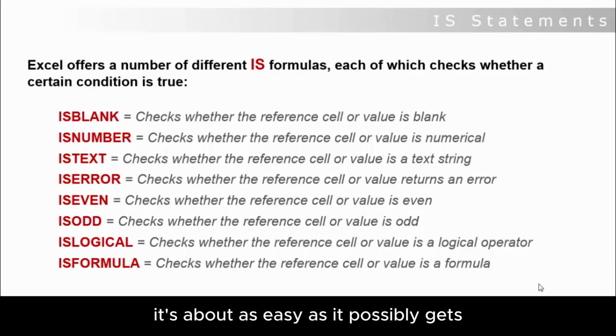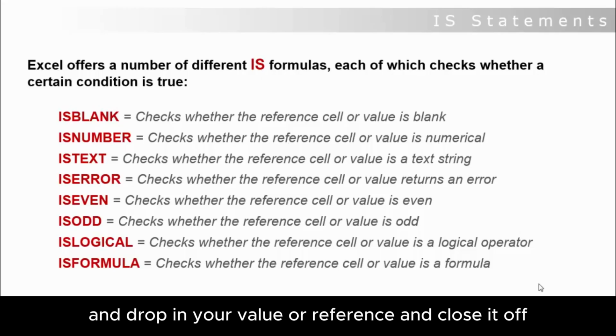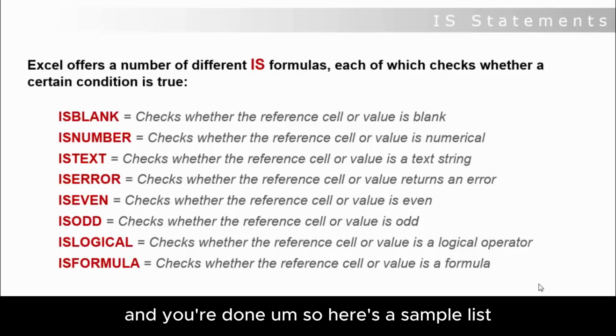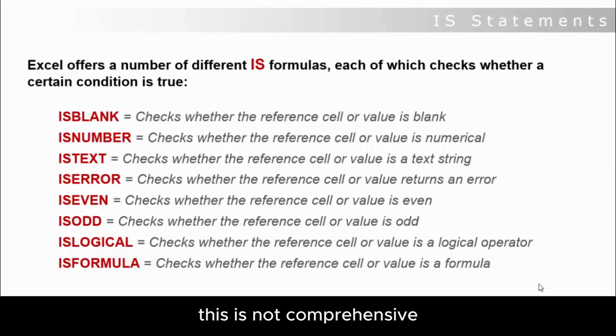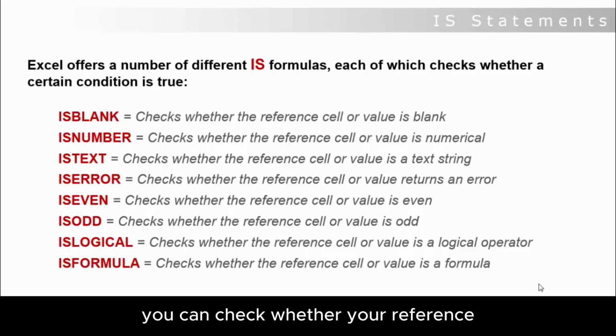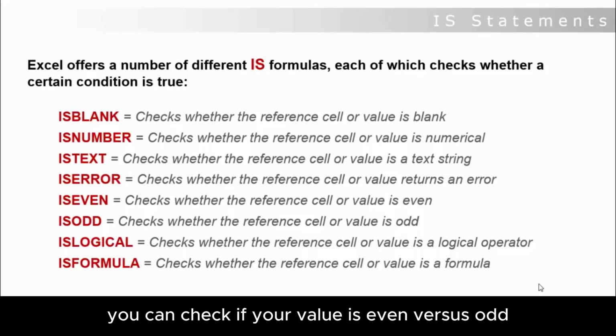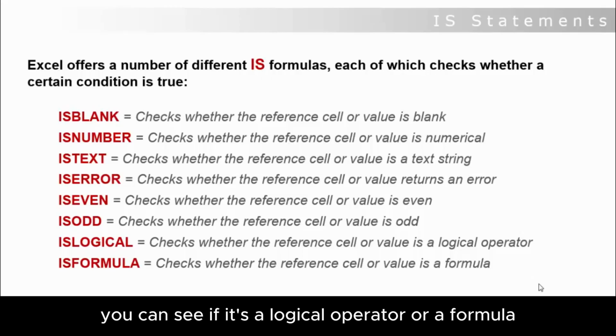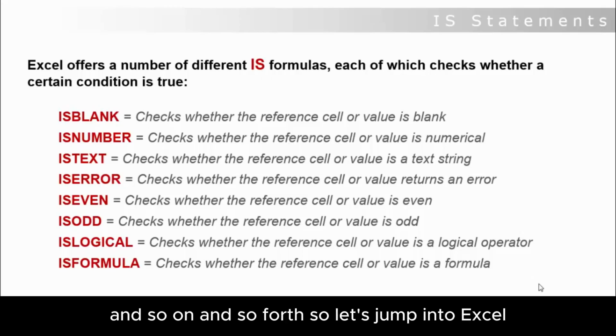Syntax-wise, it's about as easy as it possibly gets. You just write the formula, open a parenthesis, and drop in your value or reference, and close it off, and you're done. So here's a sample list. This is not comprehensive, but it should give you a sense of some of the IS statements that are available to you. You can check whether your reference cell or value is blank. You can check if it's a number versus text, if you're getting an error. You can check if your value is even versus odd. You can see if it's a logical operator or a formula, and so on and so forth.